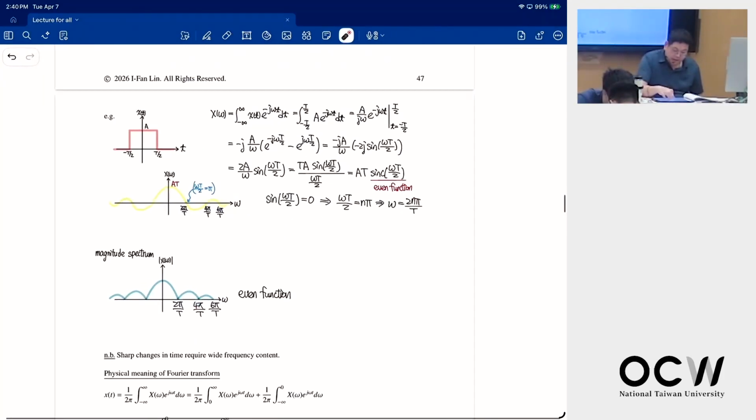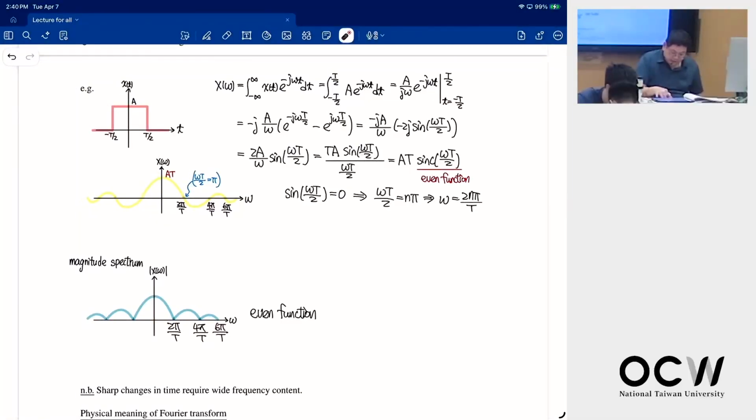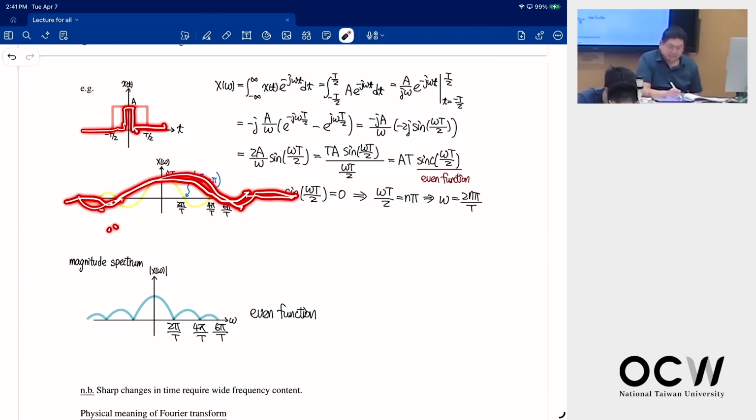So the sharp changes in time require wide frequency content. So if I have a pretty sharp pulse, then I need more frequency, which means more bandwidth, which also means more money.